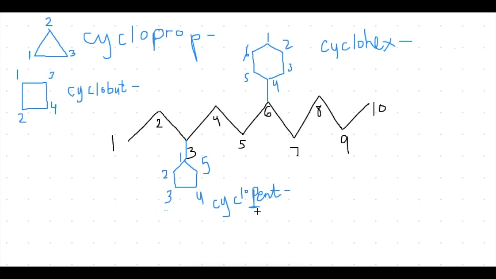In this case, we are going to look at the P of the cyclopentane and the H of the cyclohexane in order to distinguish which one will go first alphabetically. This one would be the cyclohexane, and it's on the 6.